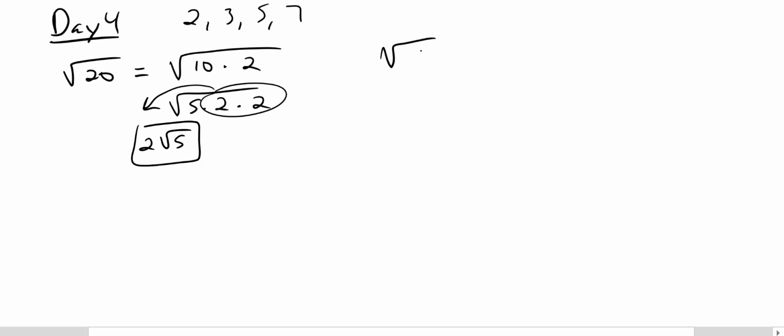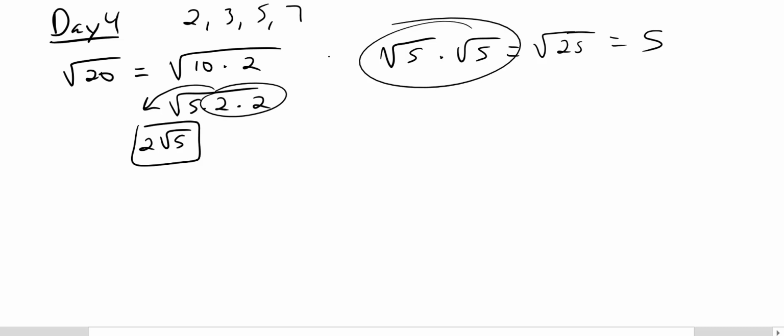A couple more things. If I have the square root of 5 times the square root of 5, a lot of you might want to say the square root of 5 times the square root of 5 is the square root of 25, and what's the square root of 25? Oh, well, the answer is 5. Okay, that's an okay way to do it, but an easier way is if you get the same number under the square root and you're multiplying, the square root just goes away.